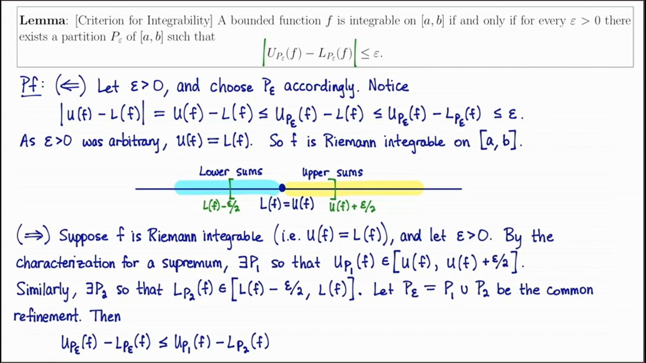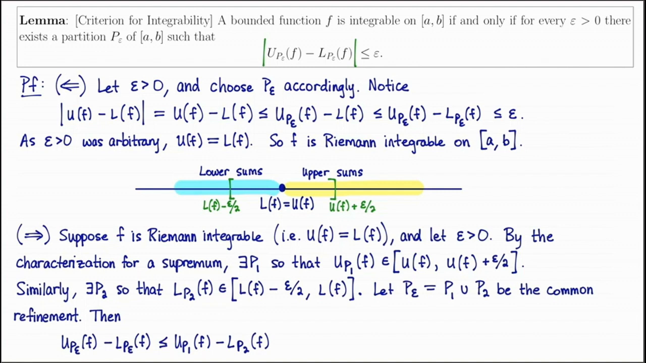Notice p epsilon is a refinement of p1. Therefore, if I go from the refinement back to the original, my upper sum is going to increase. Similarly, the lower sum of f with respect to p epsilon is greater than or equal to the lower sum of f with respect to p2 because p epsilon is a refinement of p2. Therefore, on the left-hand side, I'm subtracting off a larger number than I would be subtracting off on the right-hand side. So we get this inequality.